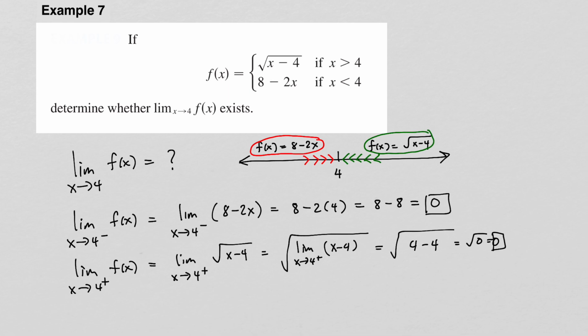Now, since the limit as we approach 4 from the left is 0, and the limit as we approach 4 from the right is also 0, we now know the limit as x approaches 4 from both sides is also equal to 0 because of this theorem.